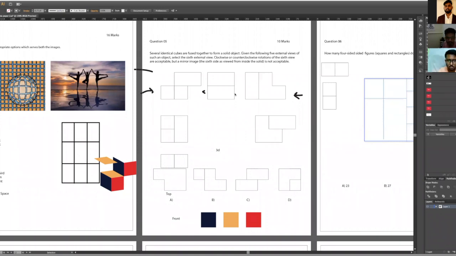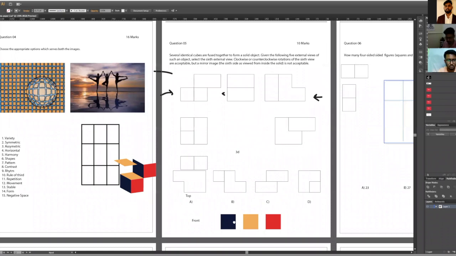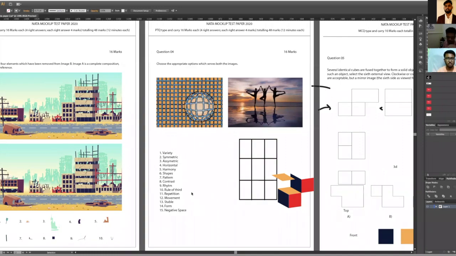Sir, what are the answers for 4Q and 5Q? Okay, the answer for 5 is B. How many of you got the answer for 4? Okay, I'll do it again.